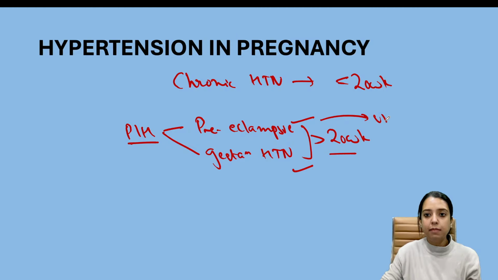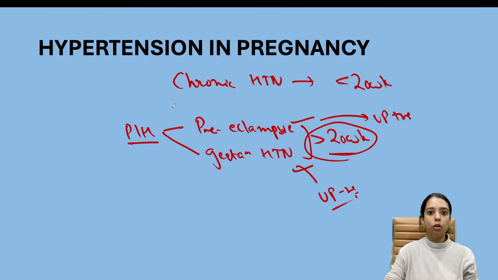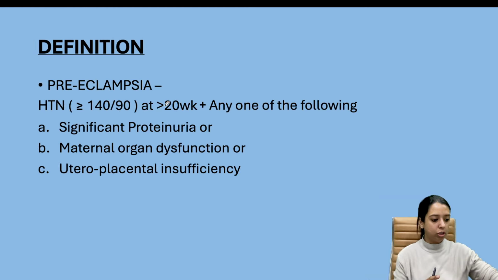If urine protein positive, preeclampsia. If urine protein negative, gestational. But gestation is 20 weeks. So hypertension ki definition depends on the gestation. Diabetes ki definition depends on the sugar values. ठीक है? What is preeclampsia?